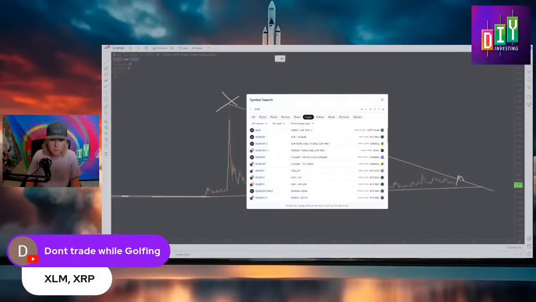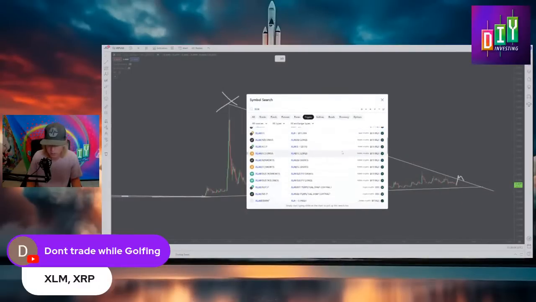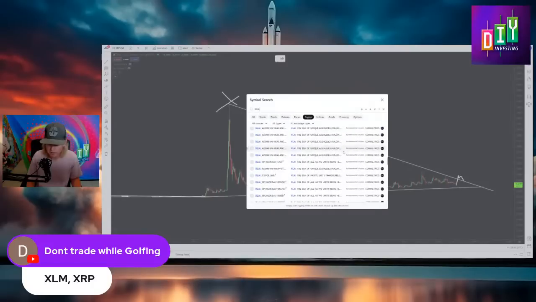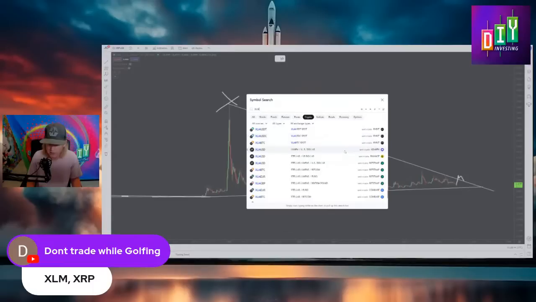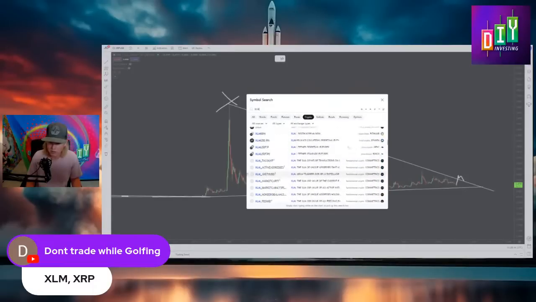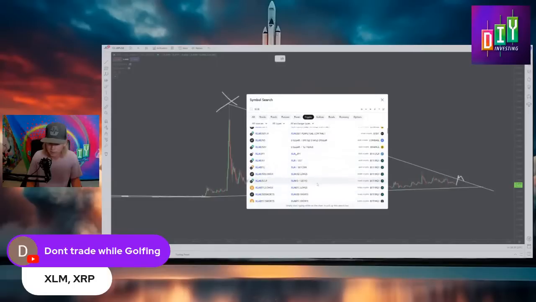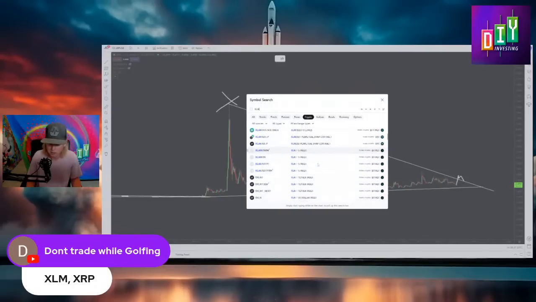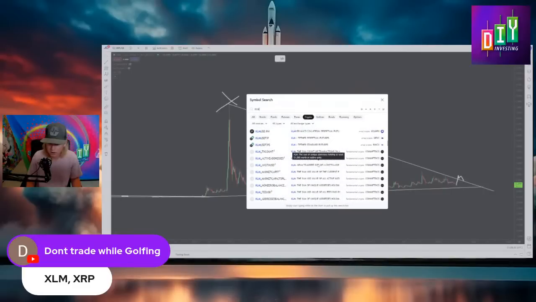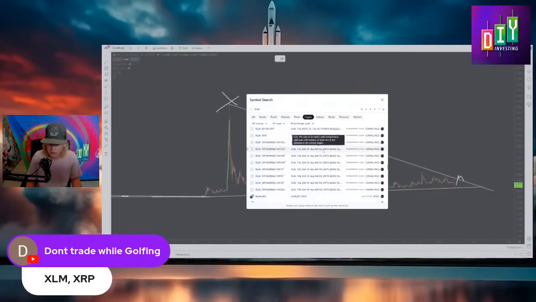Now, XLM, it didn't have the lawsuit in the last cycle, so it performed better. I don't think they have just an index to look at. Yeah, they don't. So let's try and find the best chart here. I think that Bitfinex has the entire price history. Let's see. Kraken does. I know that.